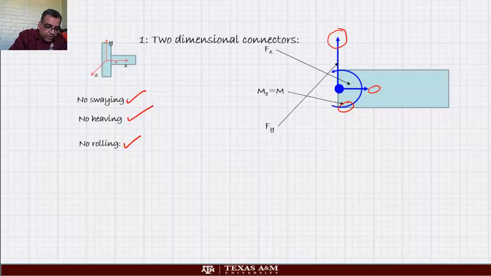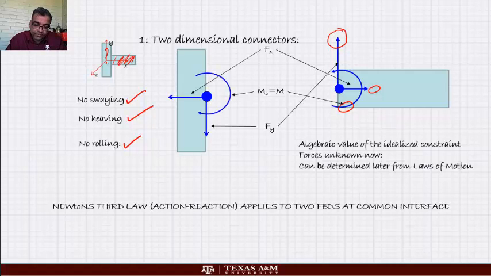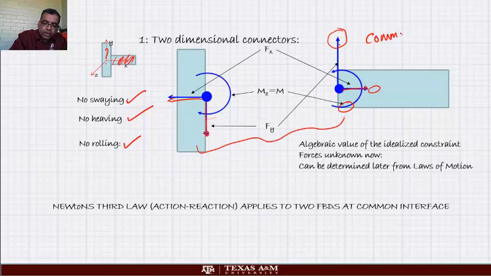This is on this body. What about this guy? If you draw the free body diagram on the other side, you will get equal and opposite forces. So you can see this one is opposite to that, this one is opposite to that, and this one is opposite to that. So these two bodies share common interface, and then you can apply Newton's third law, which is action-reaction principle.